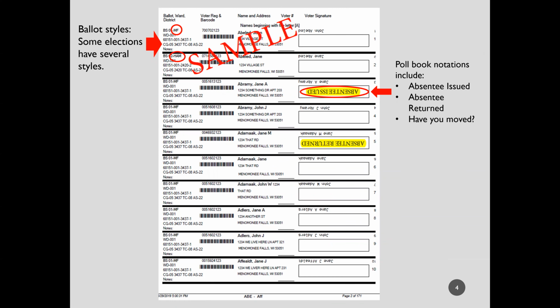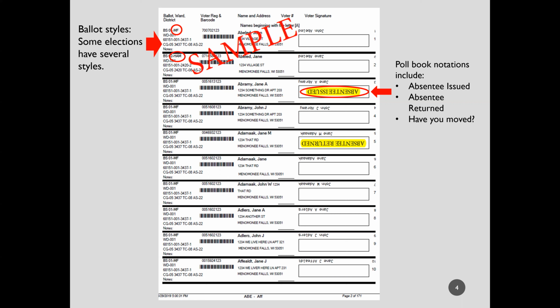This is a sample document of the poll book page. Notice on the left-hand side, the top two little circles, you'll see an MF and an HAM. These are the ballot styles. So if you have a ward which has a split ward, you would notice it has two ballot styles. This is so you know exactly what ballot to give the voter. The first one would be a Menomonee Falls ballot, and the second one would be a Hamilton ballot. Again, these are both people who are in the same ward.